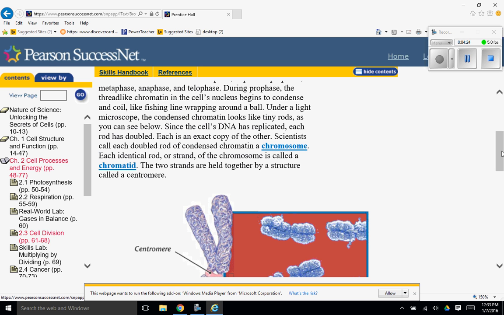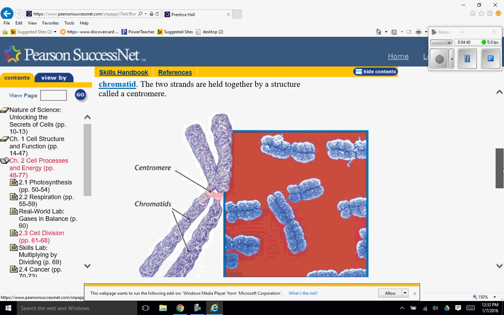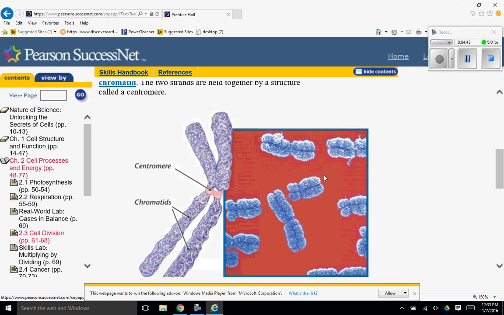Scientists call each double rod of condensed chromatin a chromosome. Each identical rod or strand of the chromosome is called a chromatid. The two strands are held together by a structure called a centromere. So if you look at this, you can see each half is called a chromosome. Each leg is called a chromatid, and the whole thing together is a chromosome pair, actually. The centromere looks like chewing gum here, and is what holds the two together.